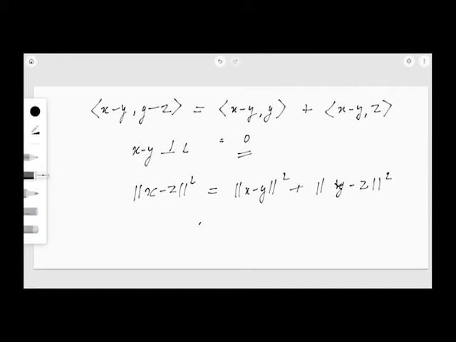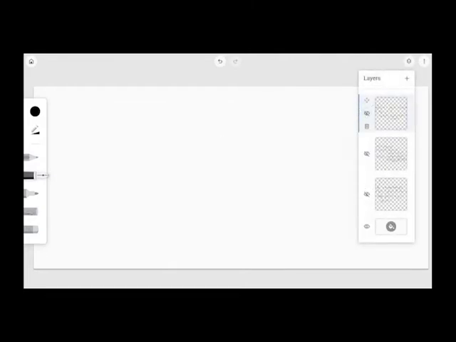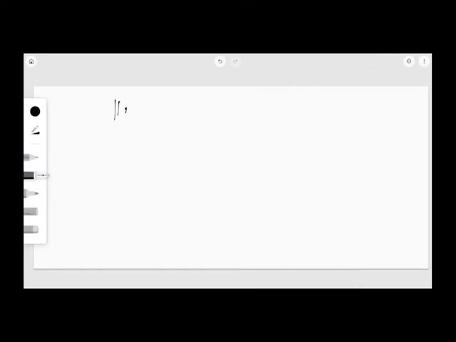So this is definitely greater than or equal to norm x minus y square, right? Because what is this? This is x minus y square plus some other term. So this norm x minus z whole square is always greater than or equal to norm of x minus y whole square. And we had chosen an arbitrary element z of L, and we had obtained that norm of x minus y whole square will always be less than or equal to norm of x minus z whole square.